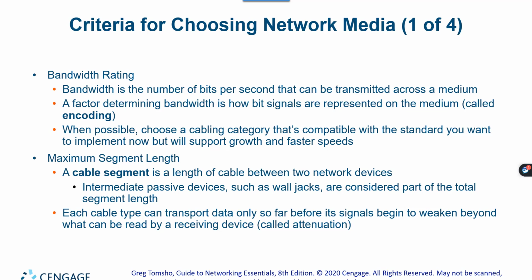So we need to look at the maximum segment length. There's a distance that we can travel with a cable. For Fast Ethernet, that maximum distance is going to be 100 meters. And once we get to that length, we're going to lose our signal. So we want to make sure that all of the connecting devices or computers are at most 100 meters apart. If we need something longer than that, we need to look at another option, such as coaxial cable or fiber.